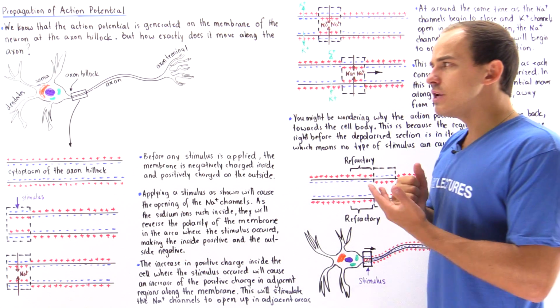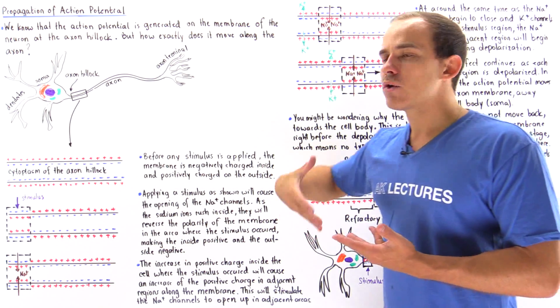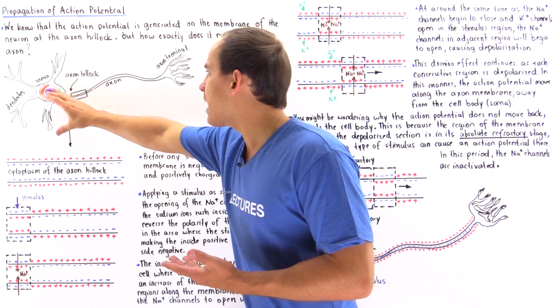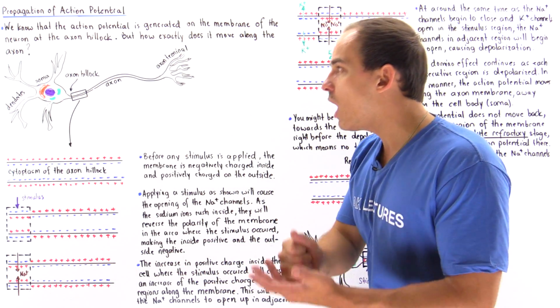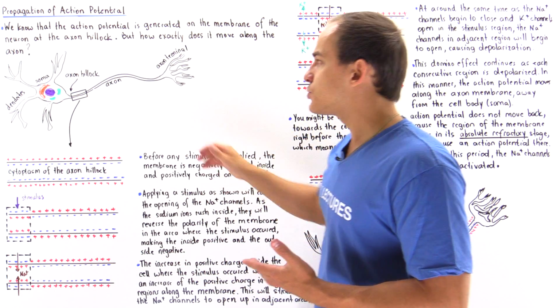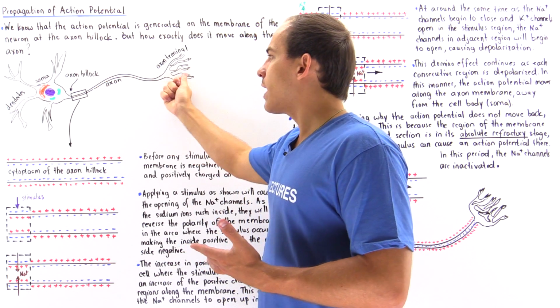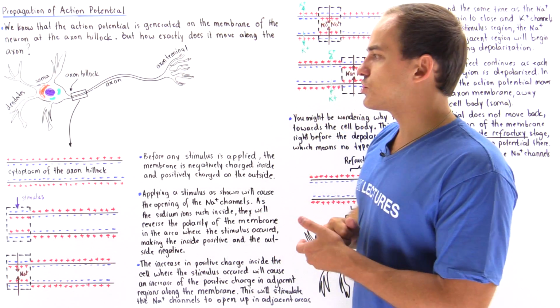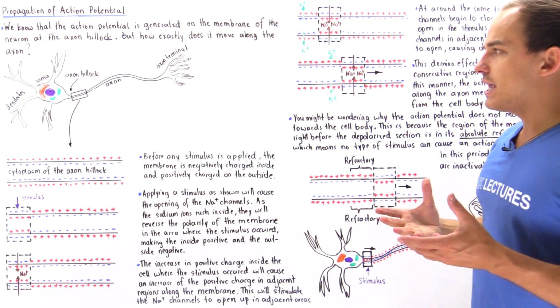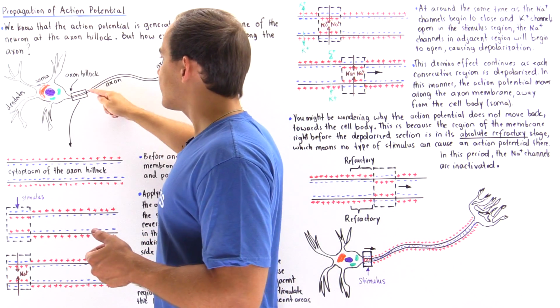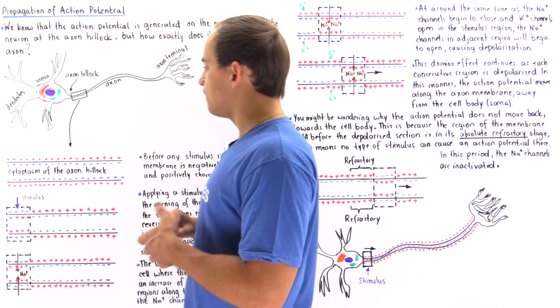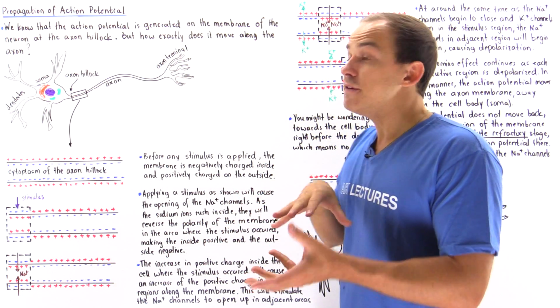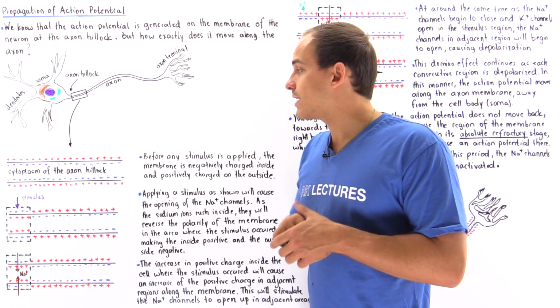Now, the question is, how exactly does our action potential actually travel along the axon, and why does our action potential only move in this direction, away from our soma? So let's begin by zooming in onto our axon hillock as shown in the following diagram. So this is before any stimulus is actually applied.